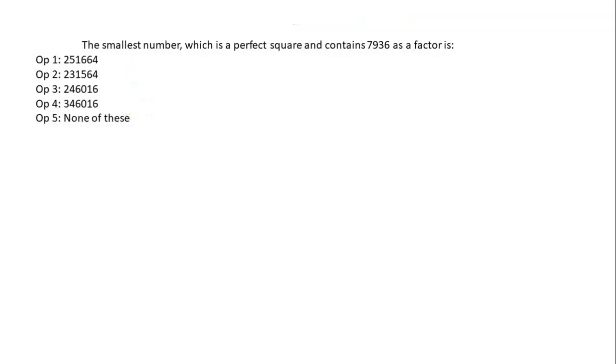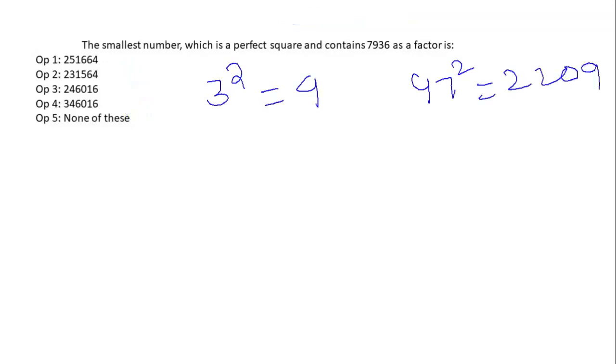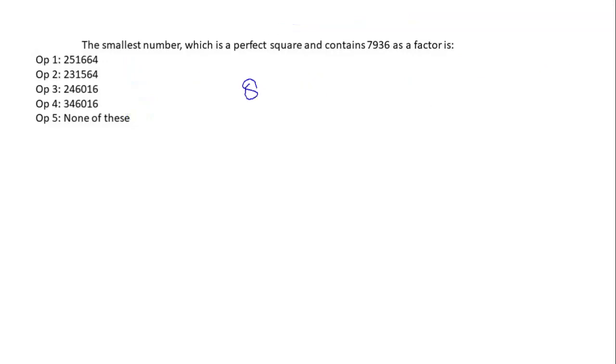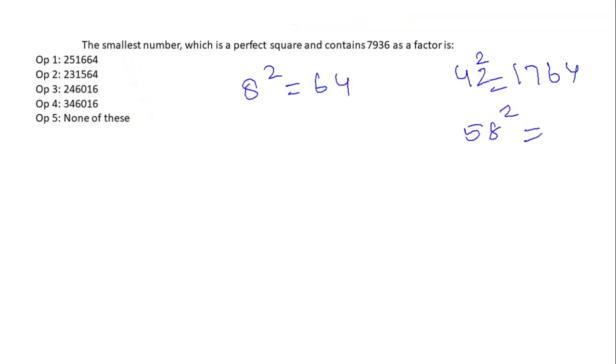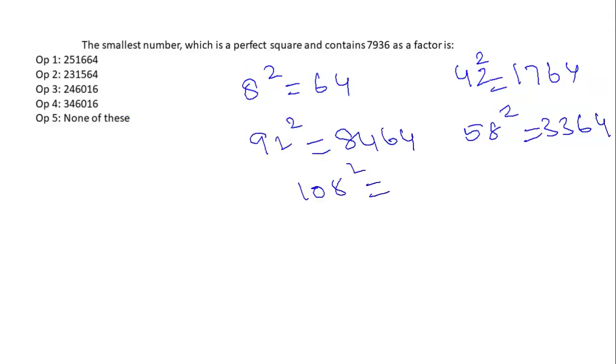See, we know 3 squared is equal to 9. Similarly, 47 squared ends with 2209. 8 square is 64. For example, 8 square is 64. You can see 42 square is also 1764. 58 square is also 3364. Then we have 92 square is also 8464. Okay. Or 8 square is also 1164.